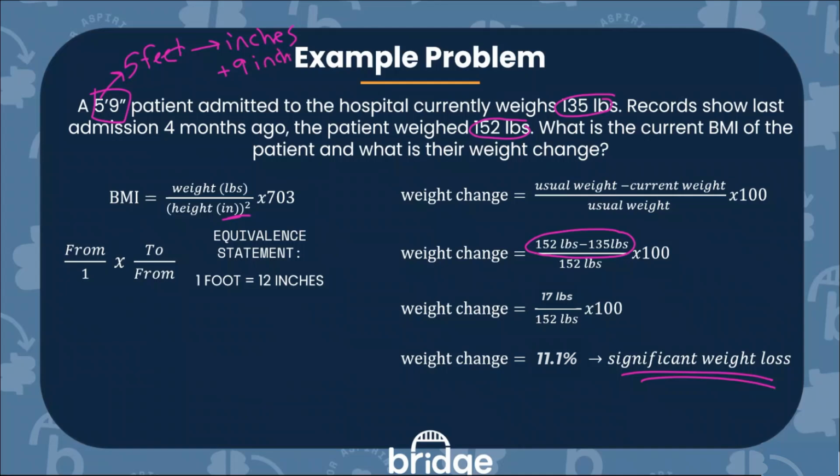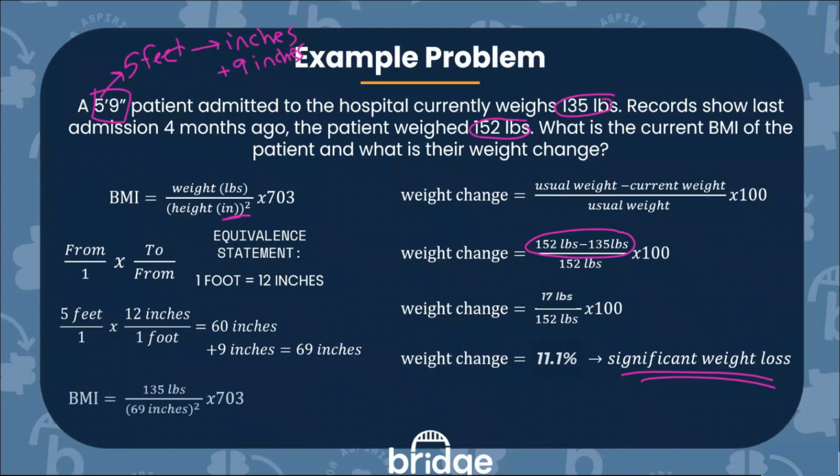So the given is 5 feet. There's 12 inches in a foot. This patient is 60 inches tall, plus their 9 inches, because they're 5'9", they're 69 inches tall. So to find their BMI, you take their weight and you divide it by their height in inches squared. And you multiply it by 703.